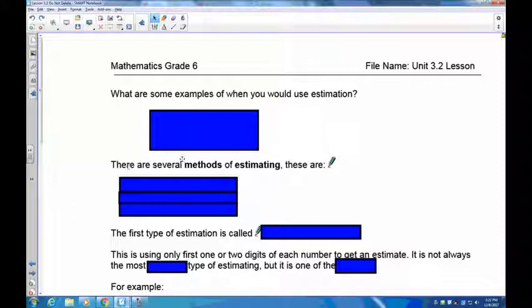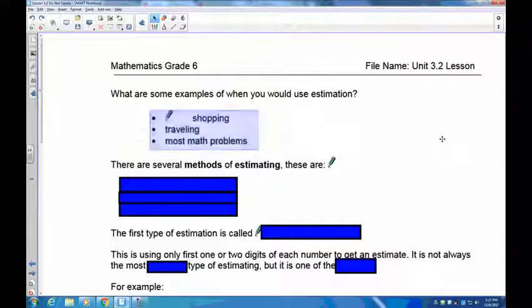All right, well, what are some examples when you would use estimation? Well, we did shopping and traveling and most math problems, but there are also times when you would not use estimation, okay? Like, for example, you'd never want your doctor to estimate your medication, all right? You would want him to make sure he calculated everything properly so you didn't have any difficulties when you took that medication. There are three types of estimating that we're going to look at.